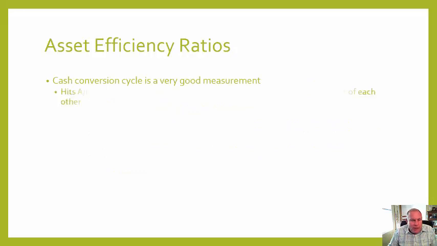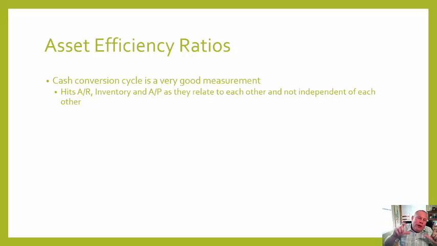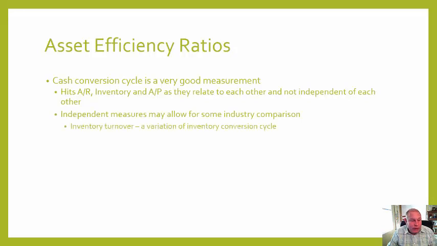Now, the cash conversion cycle is a good measurement. You've already been working on that. It is a very good measurement. It hits accounts receivable, inventory, and accounts payable as they relate to each other and not independently. We want to make sure we're tying this together and not just looking at one of these things in isolation. It's the relationship that becomes most important.